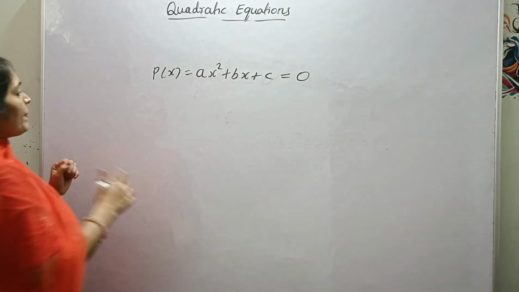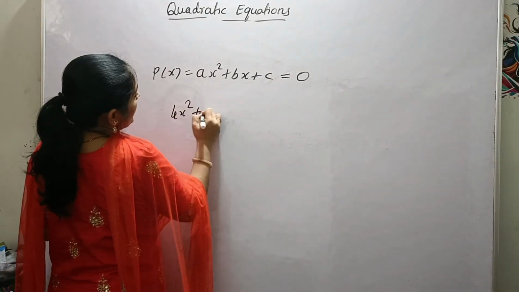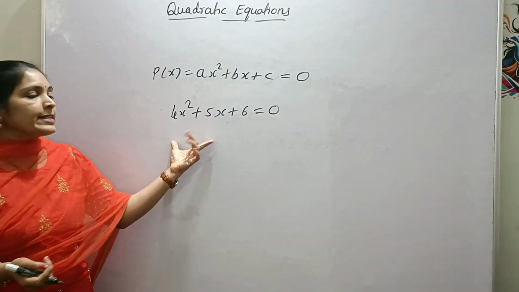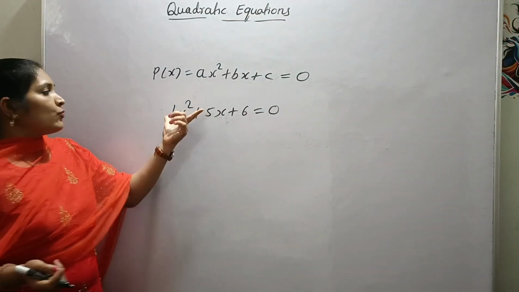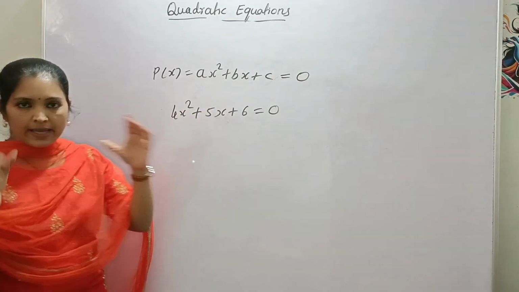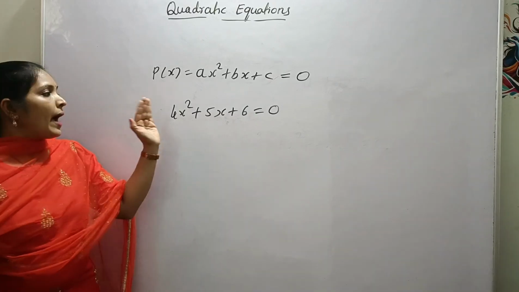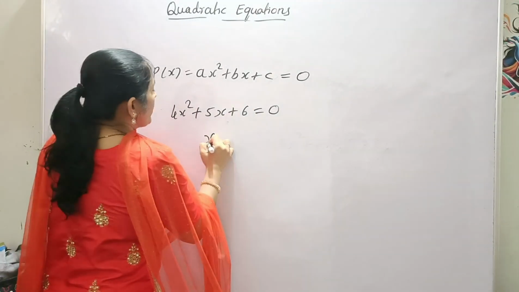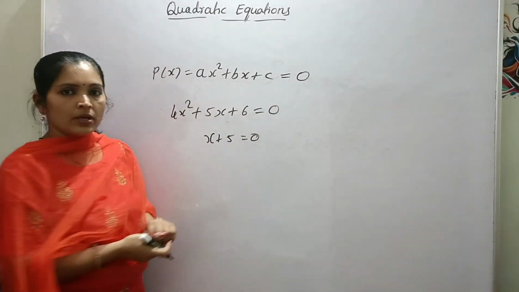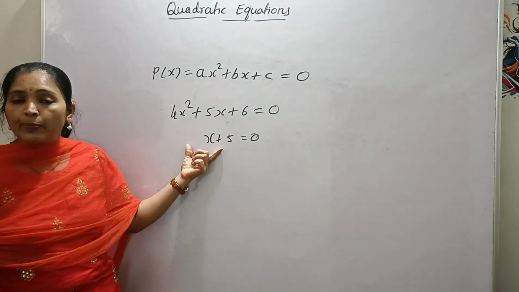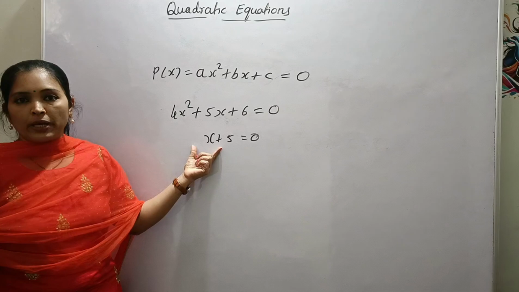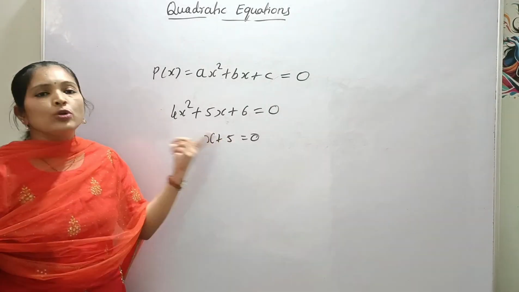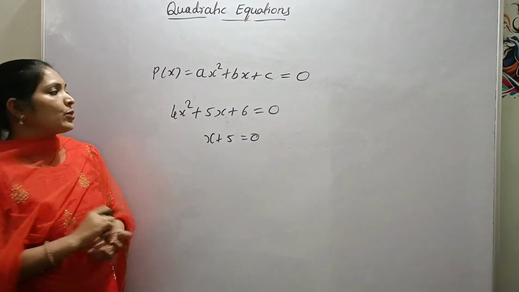Okay. So here for example, 4x square plus 5x plus 6 is equal to 0. Say it's a quadratic equation. 4x square plus 5x plus 6 is a quadratic polynomial, and it is equal to 0, that is a quadratic equation. Okay. Now what about x plus 5 is equal to 0? See, x plus 5 is not a quadratic polynomial. It's a linear polynomial, right? So it is not a quadratic equation. x plus 5 is equal to 0 is not a quadratic equation.